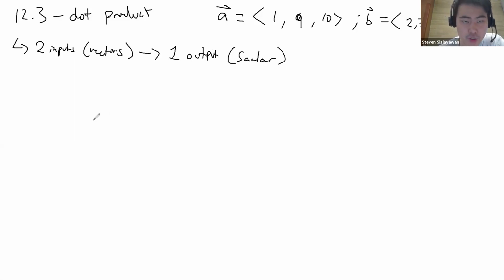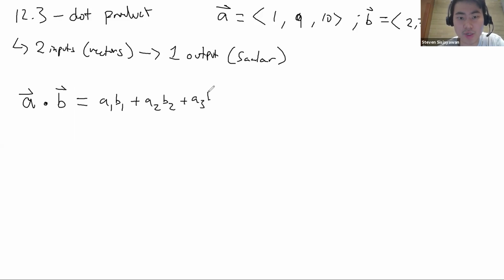Okay. So for dot products, let's say we're taking the dot product of A dot B. That's the same thing as A1 times B1 plus A2 times B2 plus A3 times B3. And that is also equal to the magnitude of A times the magnitude of B cosine theta. Okay, so we'll look into this more deliberately.